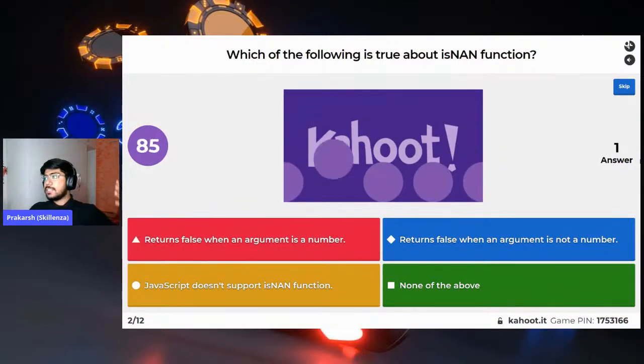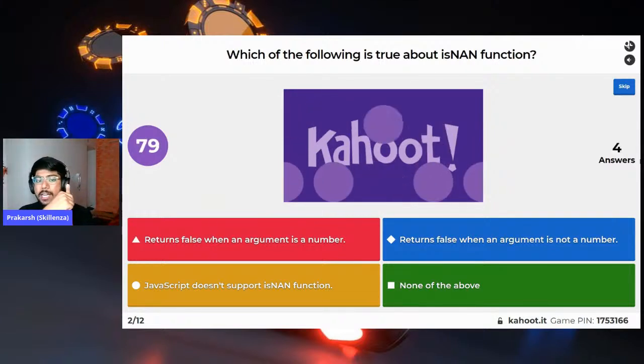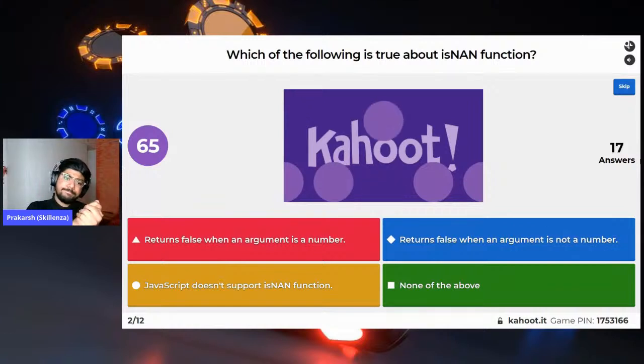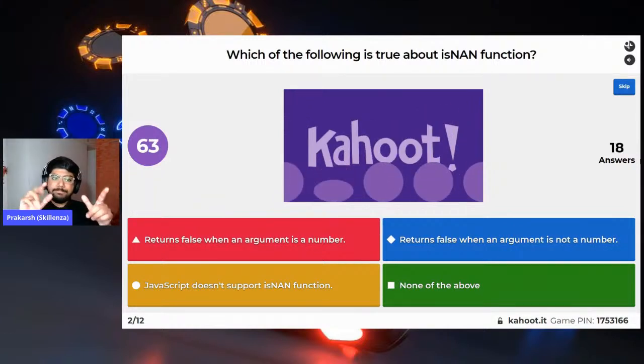Which of the following is true about the isNaN function? Option one: the isNaN function returns false when the argument is a number. Option two: returns false when the argument is not a number. Option three: JavaScript doesn't support the isNaN function. Or none of the above. People are searching.